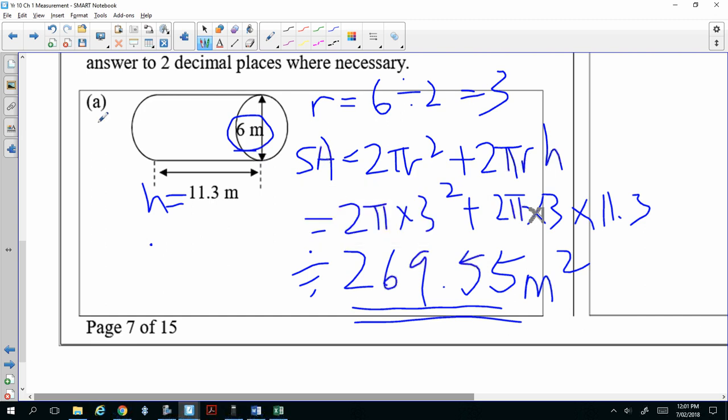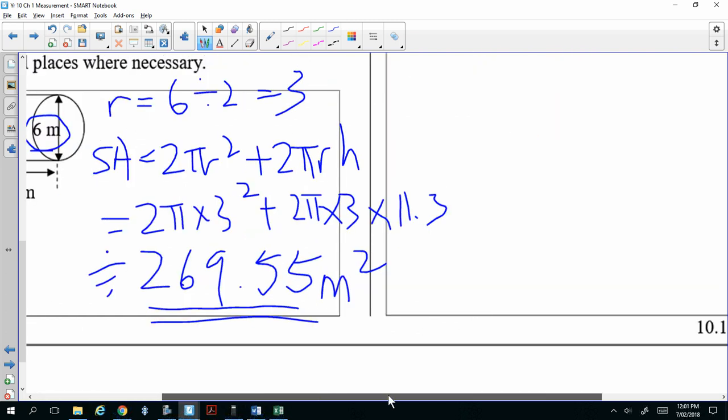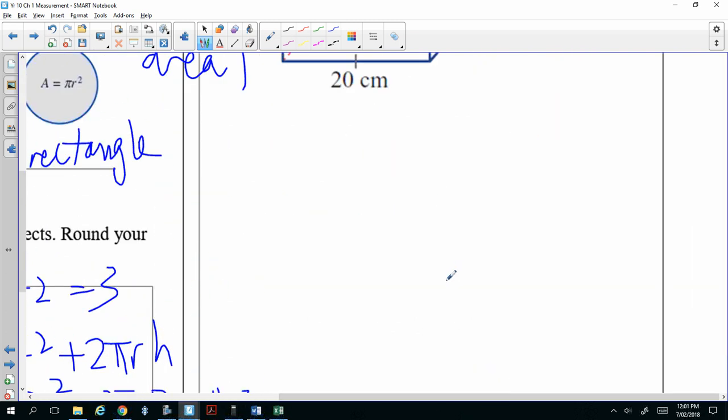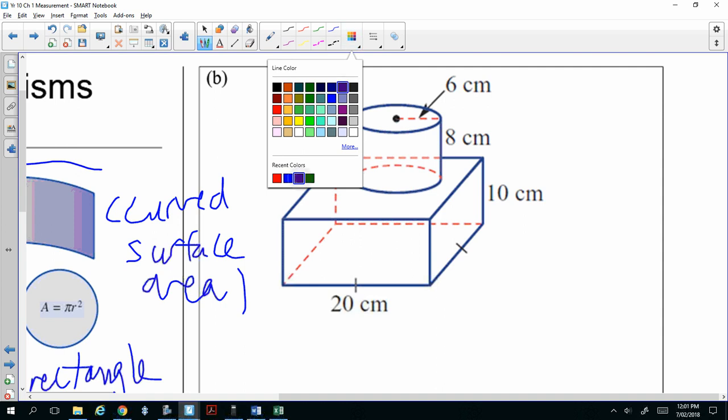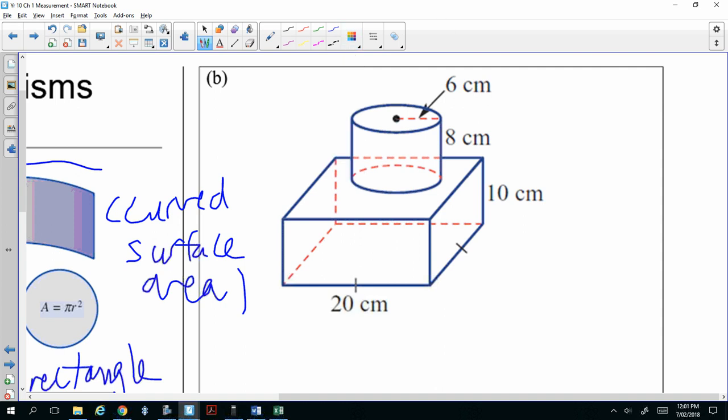After we do this, we'll do the second one. The second one is a composite solid. So you need to be careful. When it comes to a composite solid, you do not include the surface that is inside. So see this part here, we do not count that area. Okay, because it's covered. So if you try to paint this, you can't paint it because it's inside. So we can't count this area.